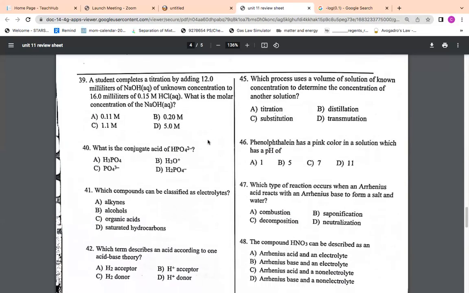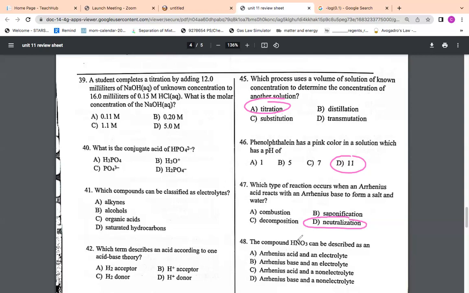Number 45, which process uses a volume of solution of known concentration to determine the concentration of another solution? This is a titration. 46, phenolphthalein has a pink color in a solution, which has a pH of what? We went over this before. This is only pink in basic solution. So 11 is the only basic pH here. 7 is neutral, 5 and 1 are both acids. 47, which type of reaction occurs when an Arrhenius acid reacts with an Arrhenius base to form a salt and water? This is a neutralization reaction.